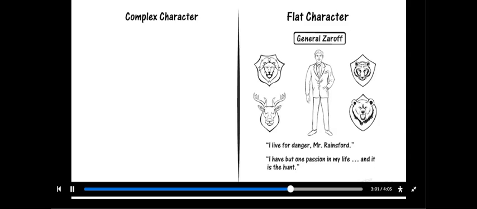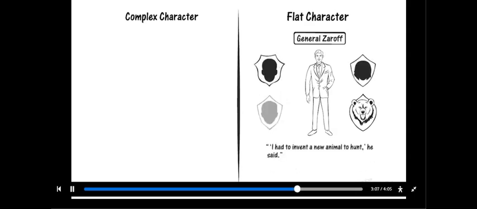Zaroff's other main trait is his lack of respect for human life. When he became bored with hunting animals, he began hunting humans. This hobby of hunting humans makes Zaroff a diabolical villain, but not a complex character.